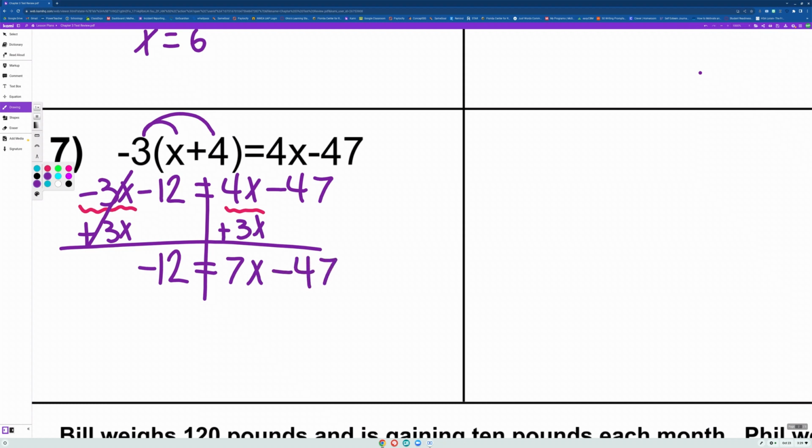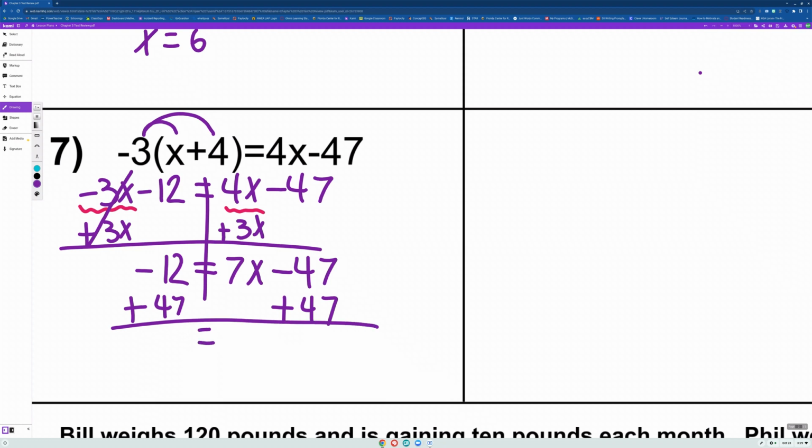So now I have my x on one side. I want to get my numbers on another side. I can't move my negative 12 because if I move my negative 12 and it cancels out, I'm not going to have anything on that side of my equation. So what I want to do is the opposite of negative 47, which is going to be to add 47 on both sides. Once I do that, negative 12 plus 47 equals 35. And 35 is now equal to 7x because those canceled out.